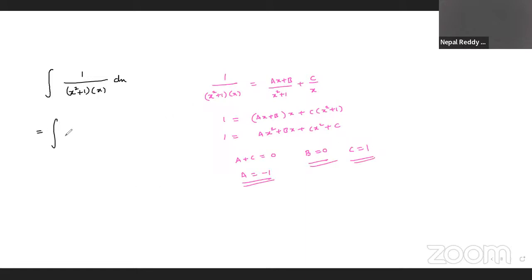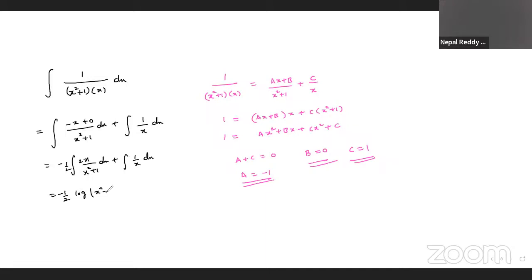Therefore, we get integral ax, nothing but minus x plus b divided by x square plus 1 dx, next plus integral c is nothing but 1 divided by x dx. Therefore, minus outside, integral x by x square plus 1 dx plus integral 1 by x dx. If you multiply with 2 and divide with 2, what happens? Minus 1 by 2, f dash x by f of x is log modulus x square plus 1. Next, integral 1 by x is log modulus x plus c.